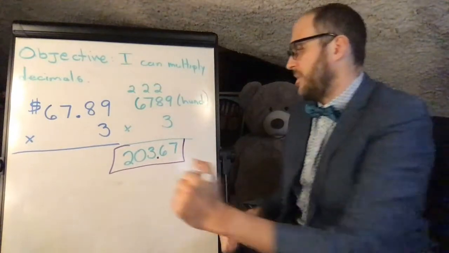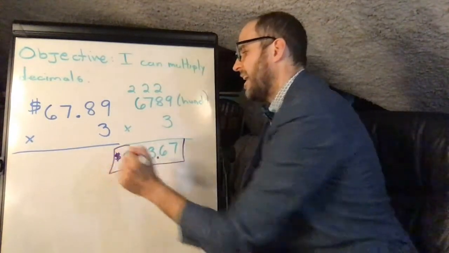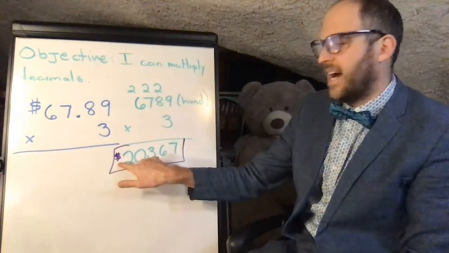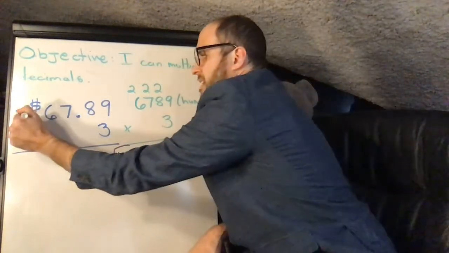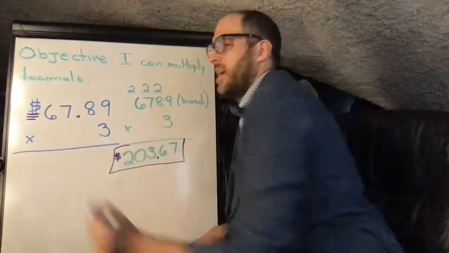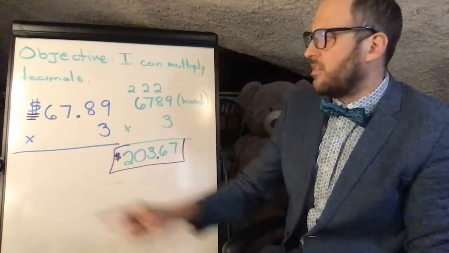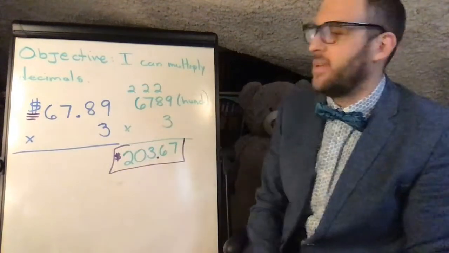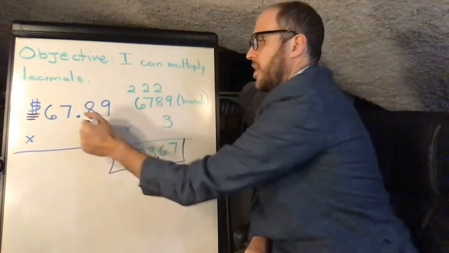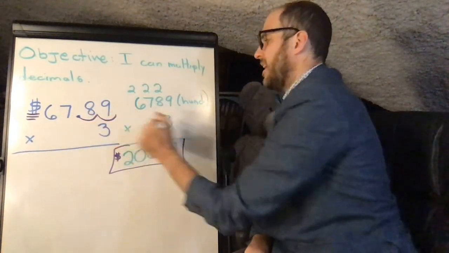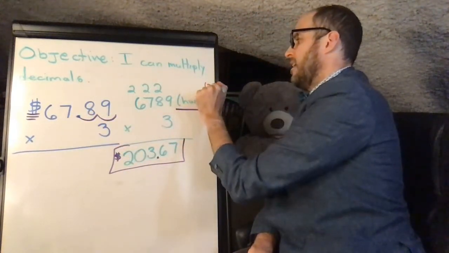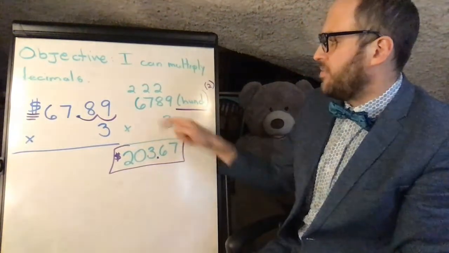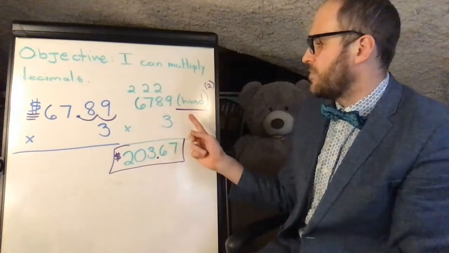Our answer should have been $203.67. And you noticed right here at the end, I put my dollar sign in this because especially when you're dealing with decimals, you may get some money questions. So don't forget your dollar sign at the end of your question if you have a dollar sign at the beginning of your question. We also had 2 decimal places that we had to move out, which is why I have my hundredths there. And again, just to make sure I put 2 back in there, I wrote my 2 there. We multiply 6,789 hundredths by 3.